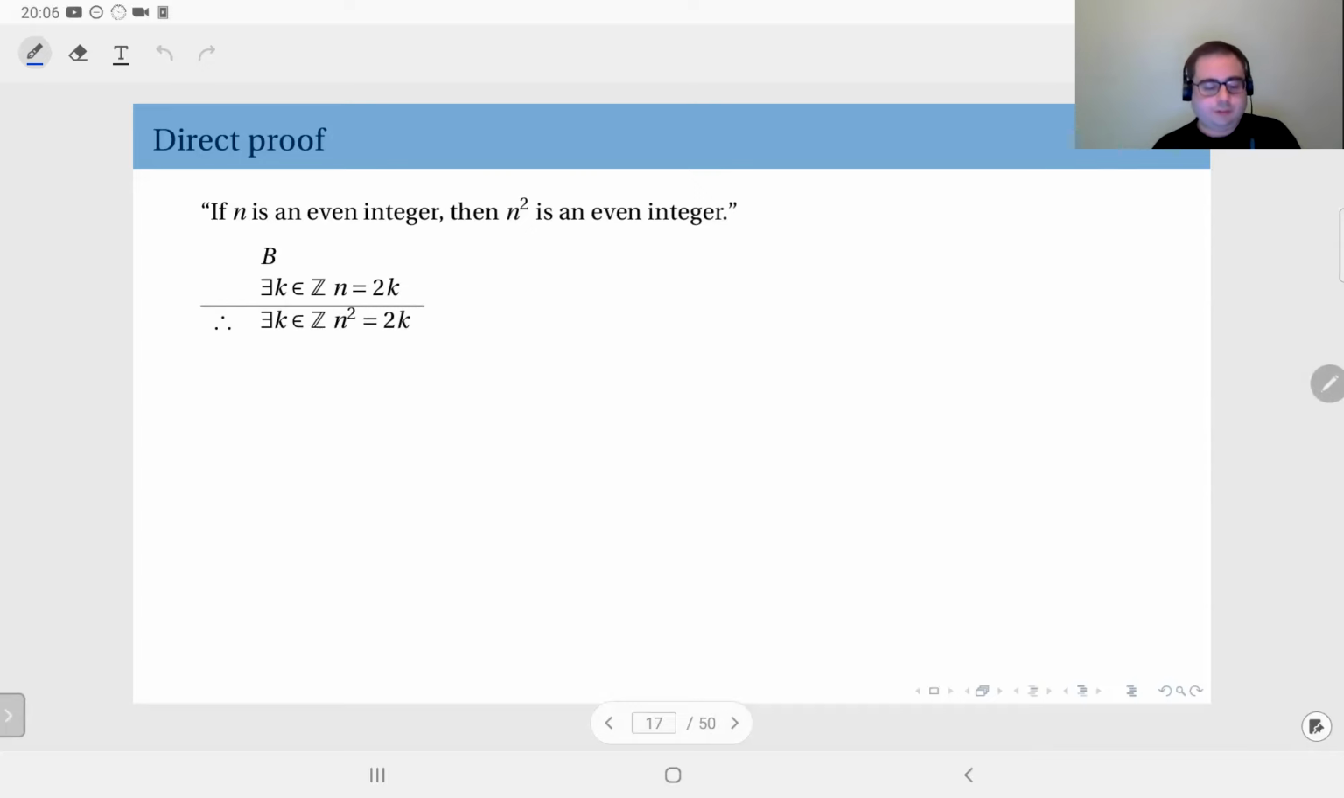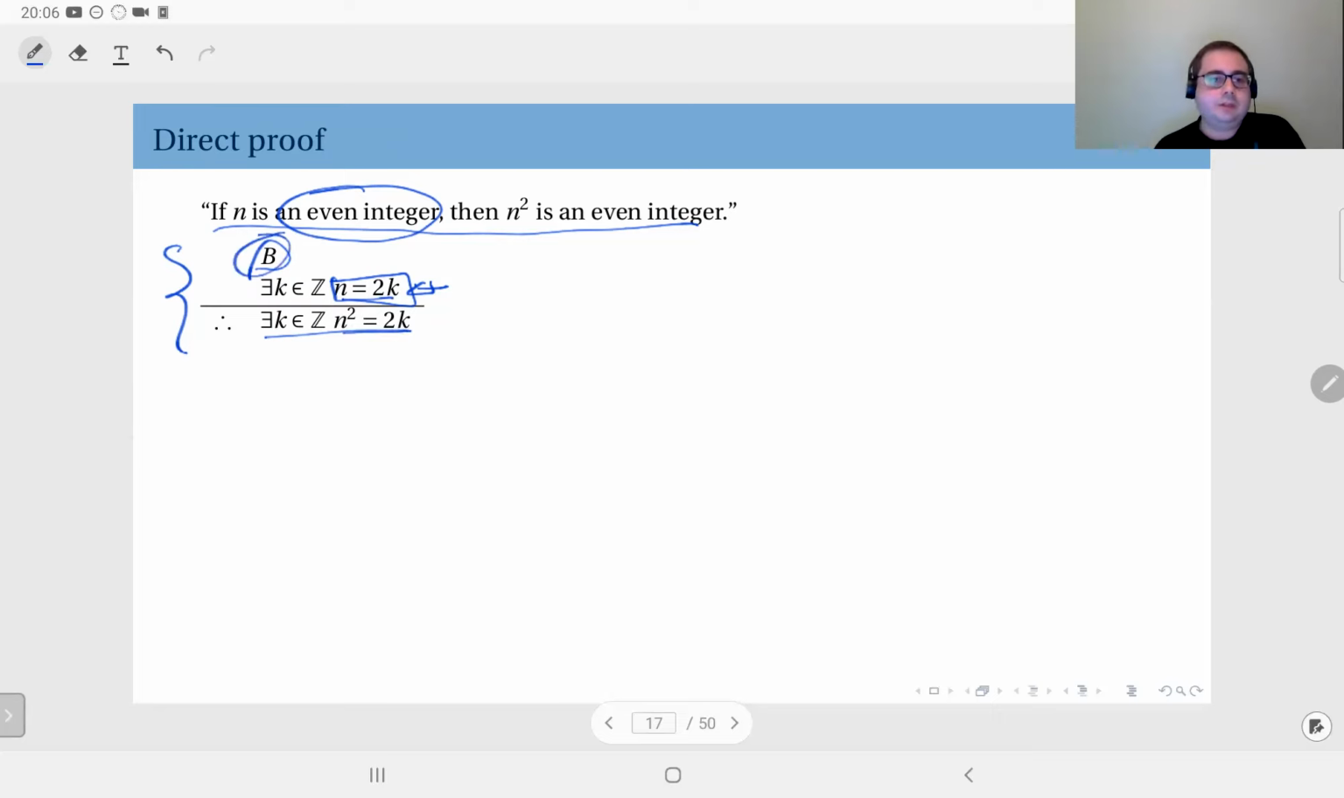But before that, let's think about what direct proof is. Here I have formulated this statement. You see, this says there exists a k, which is an integer, such that n is equal to 2k. So this means n is an even integer. And this, together with b, entails this: there exists a k integer such that n squared is equal to 2k. Now, these two k's are obviously different, but essentially what you are saying is if n is even, n squared is also even. What is this b here?